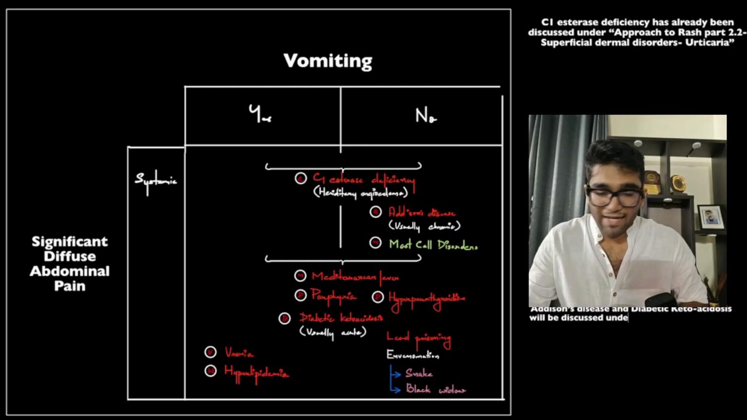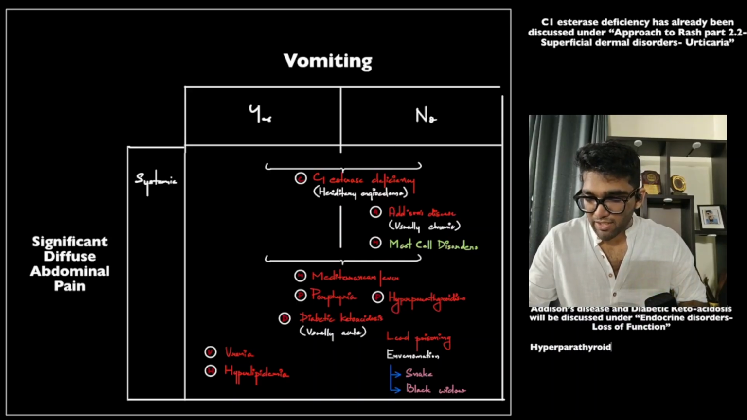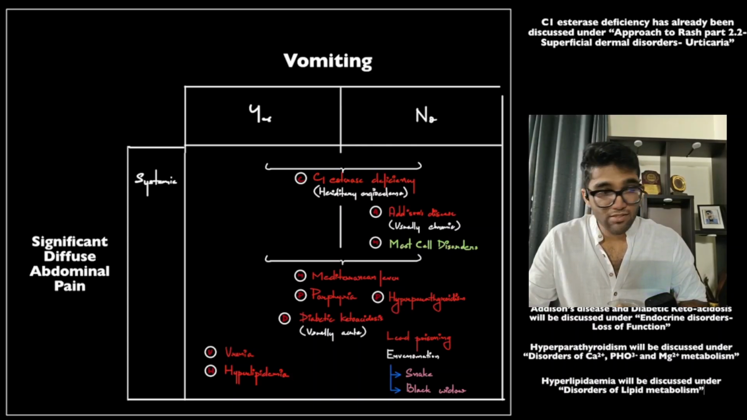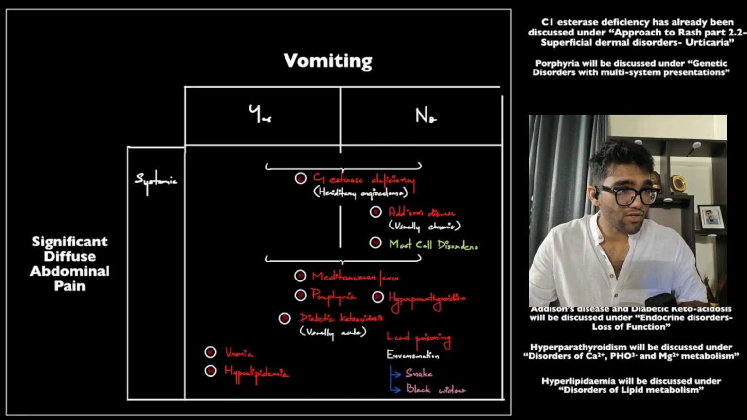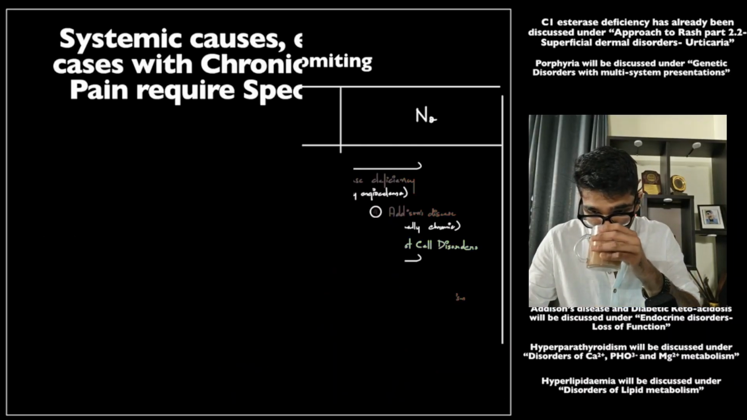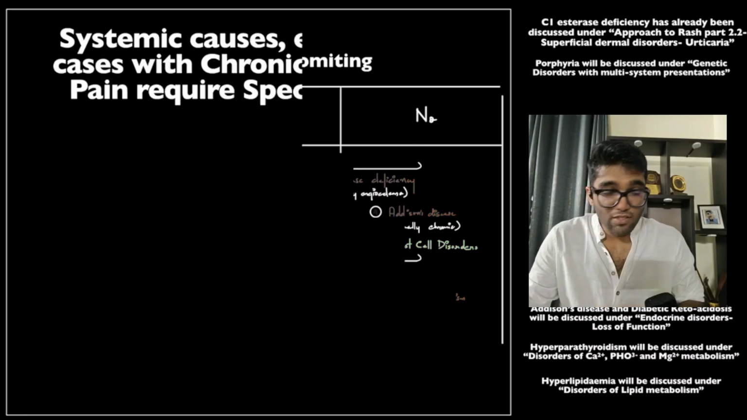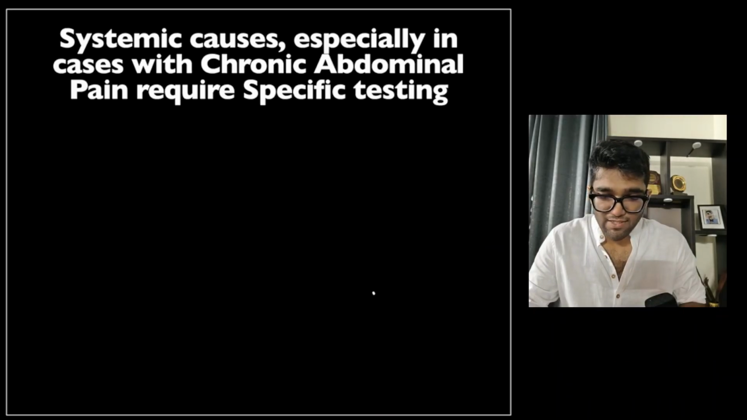Now, Addison's and diabetic ketoacidosis will obviously be discussed under endocrine disorders under the loss of function category, which I'll be coming to later. Hyperparathyroidism will be discussed under disorders of calcium, phosphate, and magnesium metabolism. Hyperlipidemia will be discussed under disorders of lipid metabolism. So all these three entities will be under endocrine disorders. Porphyria will be discussed under genetic disorders with a multi-system presentation, so I'll be discussing the specifics of these diseases there.